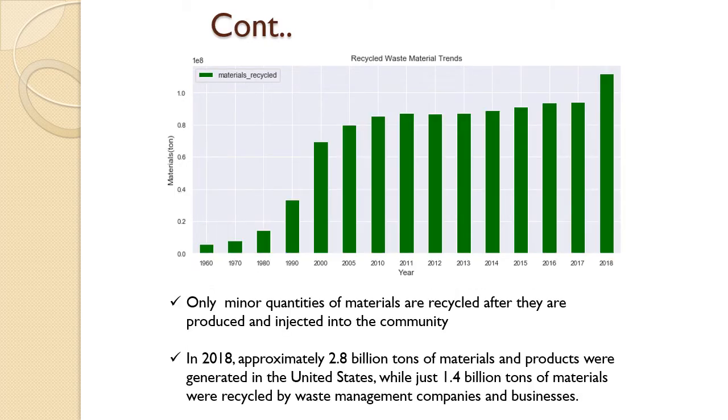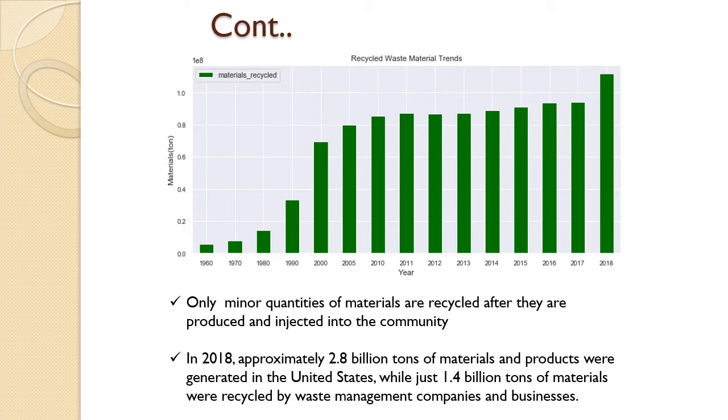This chart shows the recycled waste material trends. The result from the pivot table indicates that only minor quantities of material are recycled after they are produced and injected into the community. In 1960, only 0.025 billion tons were recycled, as compared to the recent year, where only 1.4 billion tons of material were recycled.